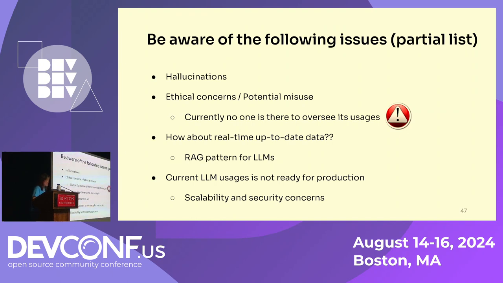And of course, there are ethical concerns, potential misuse, the responsible AI thing comes into play, all of these things. And then how about real-time, up-to-date data? We can definitely use the RAG pattern to supplement what LLMs cannot do. And then, of course, current LLM usage is not ready for production. We need to build systems that can truly scale, and there are security concerns too. So just be aware of all those issues in addition to many other things.